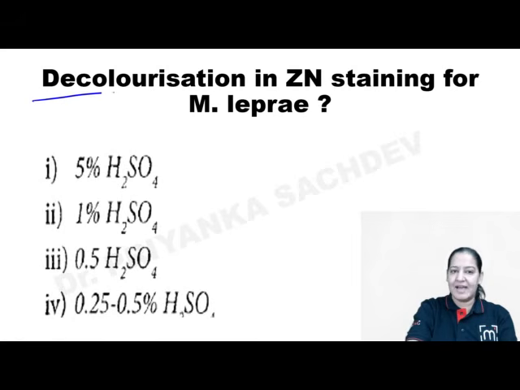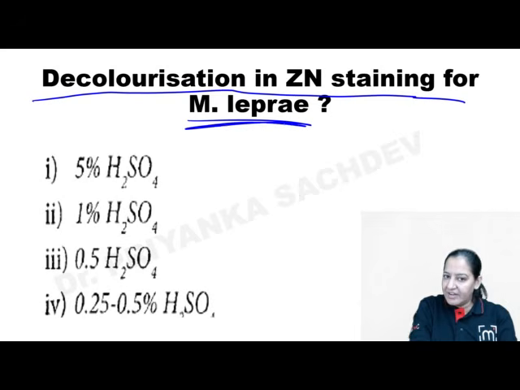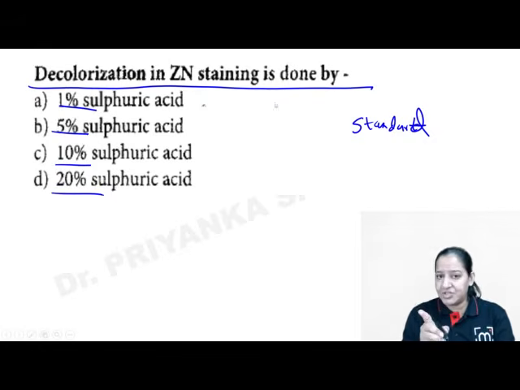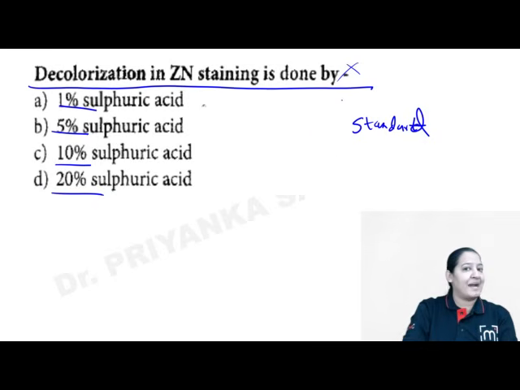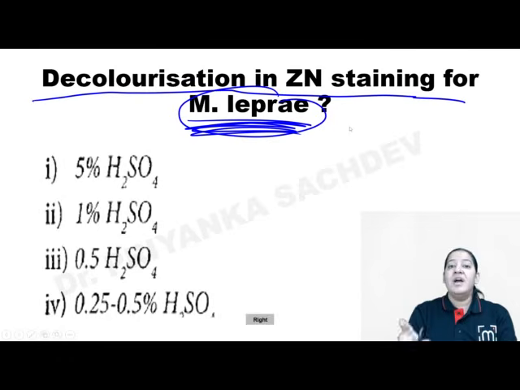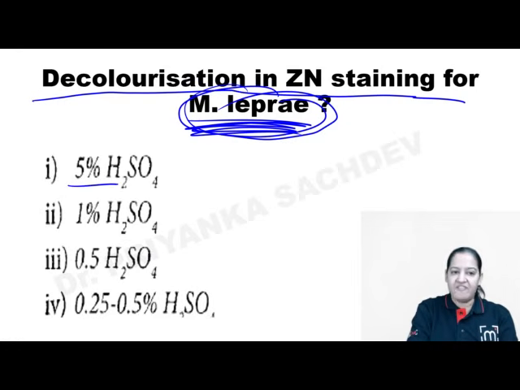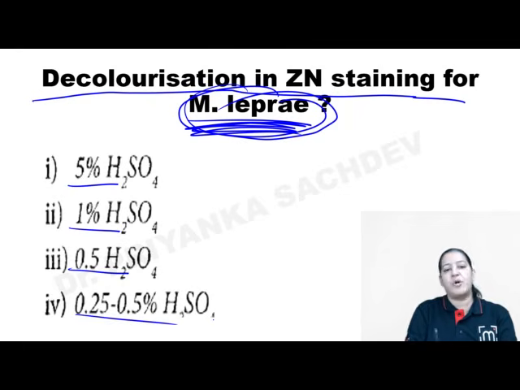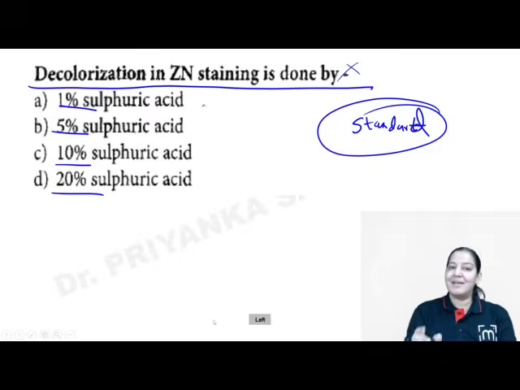Question number 2 is in front of you. Can you tell me the decolorization of Ziehl-Neelsen staining, the same question, but I am asking specifically for Mycobacterium leprae? So I have mentioned the name. Have you understood the difference between the two questions? Here I have not mentioned the name of any bacteria, so I want to ask you the standard. Here I have mentioned the name of a specific bacteria, Mycobacterium leprae. So the same question: can you tell me the concentration? Is it 5%, 1%, 0.5% or 0.25%? What is the answer?